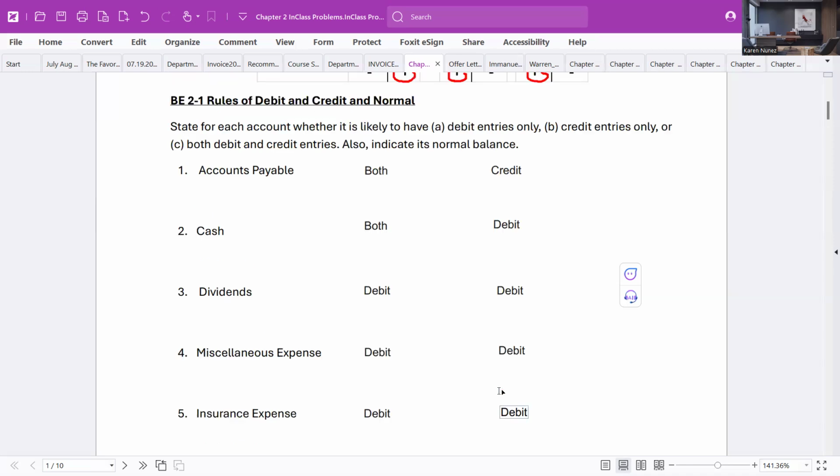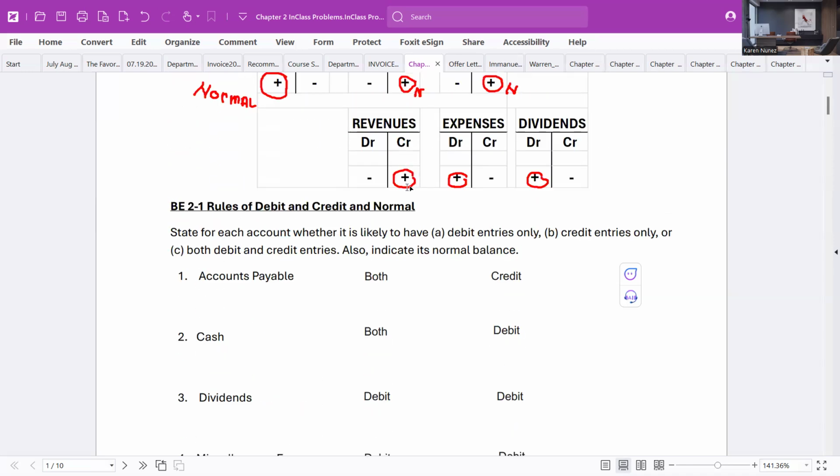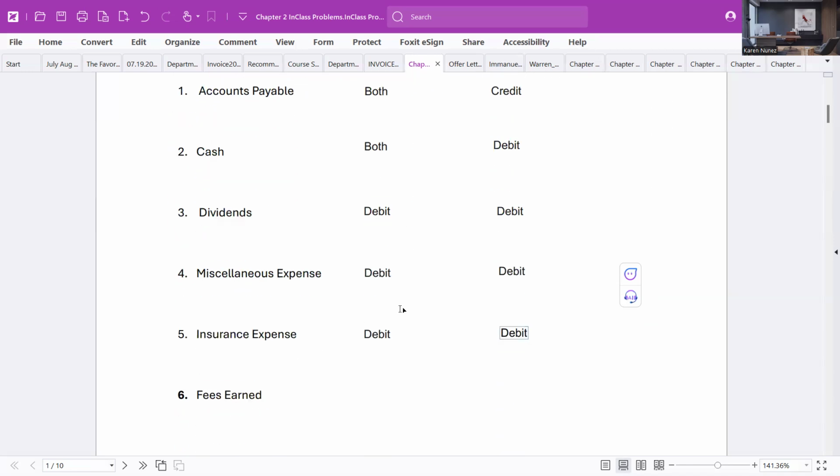And revenue is just the opposite, right? When we look at revenue, typically when we're recording revenue, we're going to have credit entries, and that's what we'll be seeing in that fees earned account. We will typically be seeing credit entries. And that increase side, that credit side, is the normal balance. We should see normally a credit balance in the fees earned account. So that's just a little bit on the debit and credit rules for these accounts.